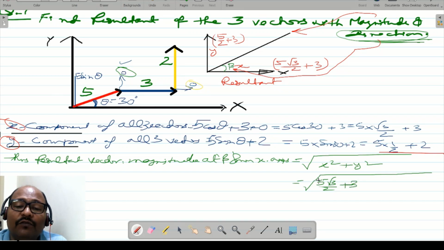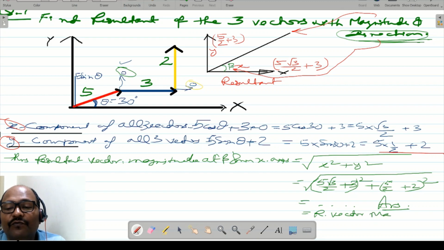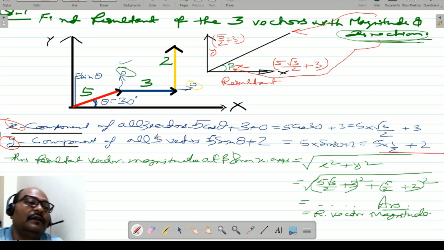We are not going into the calculations, students, so that you can do it. It's very easy for you. Square plus y square. Y square is what? Y is 5 by 2 plus 2. That is 5 by plus 2. Then whatever it is, you get the answer. This is the magnitude, equal to the resultant vector magnitude. This value will be derived as the resultant vector magnitude, right?